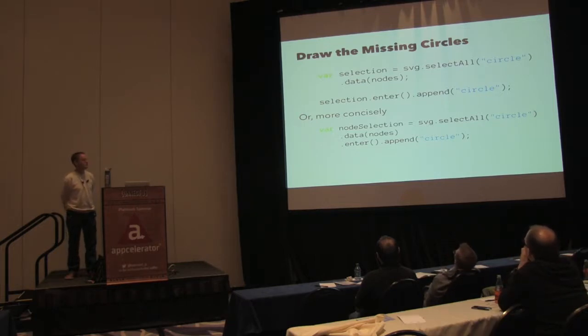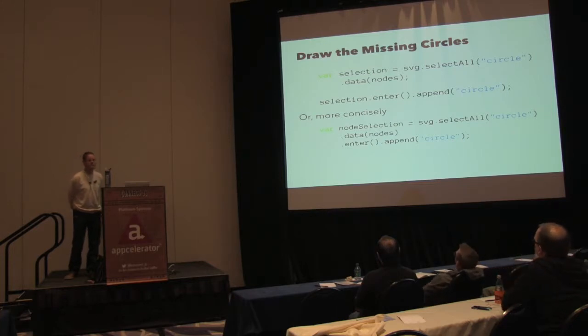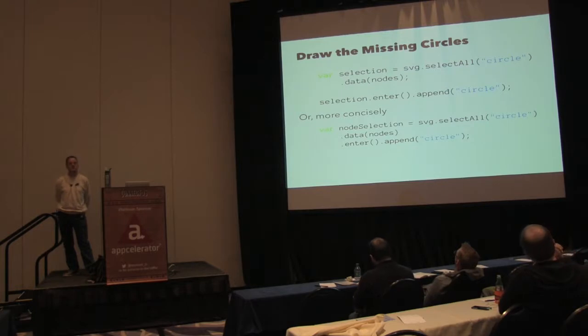We call selection, again, the selection is that array of 4 objects. We use the enter method, and then we append a circle. Now what the enter method returns is a subset of the selection. And in particular, it returns the subset of the selection that doesn't have any DOM elements associated with it.